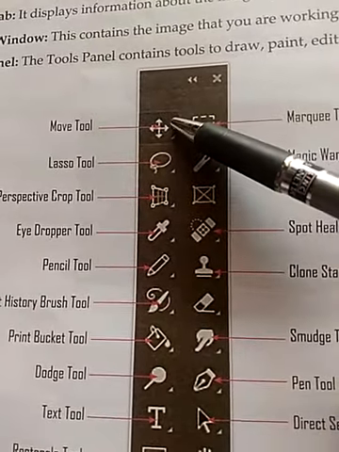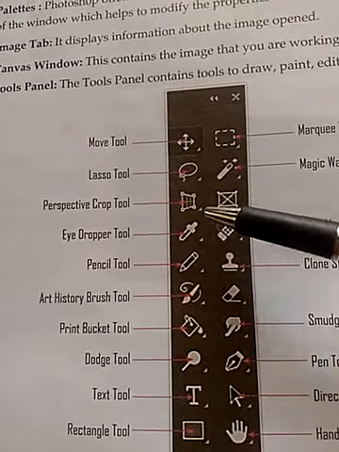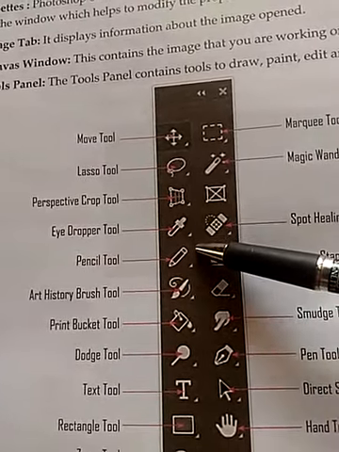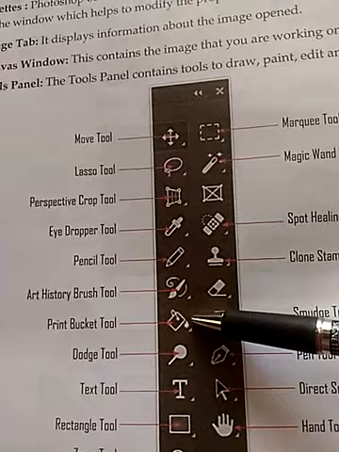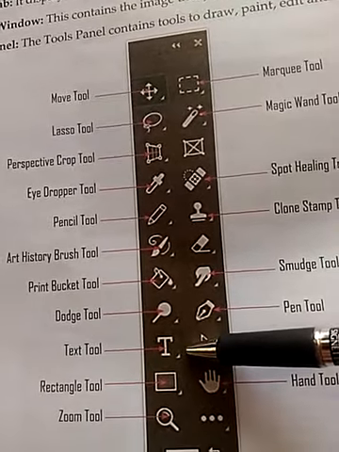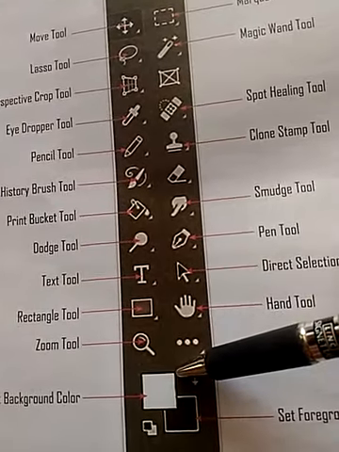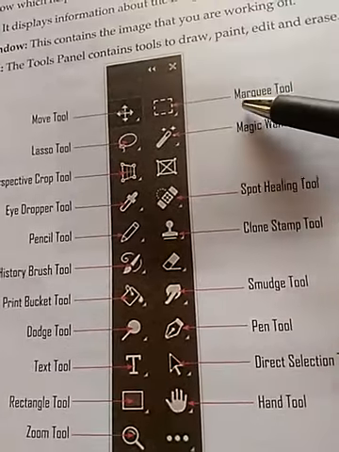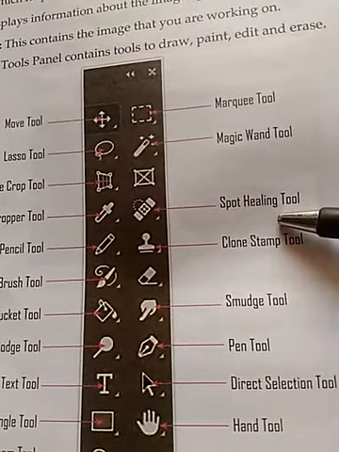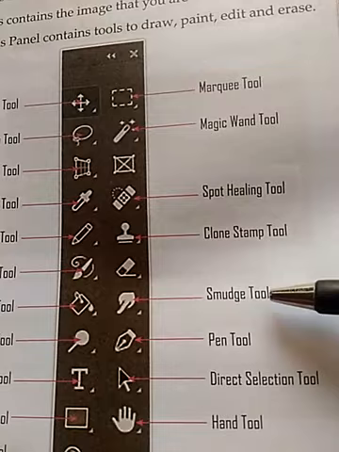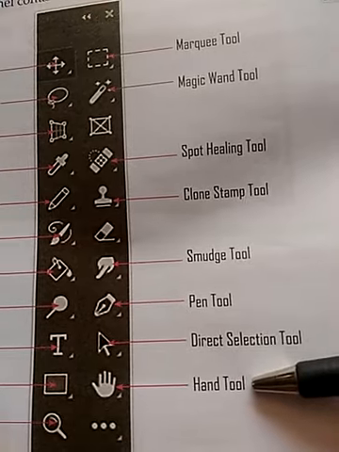Let's have a recap. It is a move tool. It is a lasso tool. Perspective crop tool. Eyedropper tool. Pencil tool. Art history brush tool. Paint bucket tool. Dodge tool. Text tool. Rectangular tool. Zoom. Background and foreground color. Marquee tool. Magic wand. Spot healing. Clone. Smudge. Pen. Direct selection tool. Hand tool.